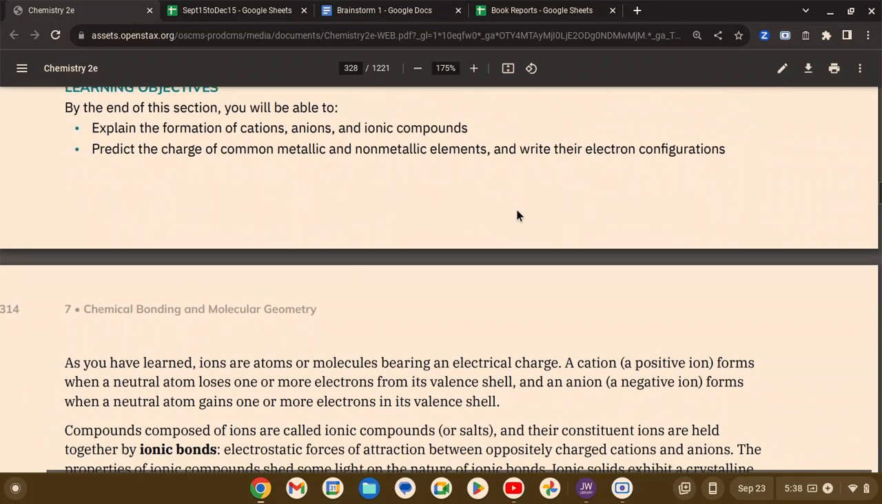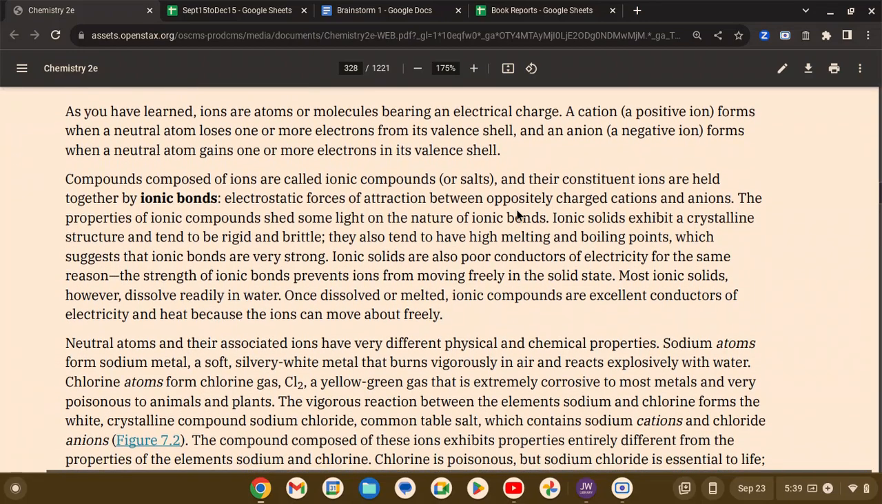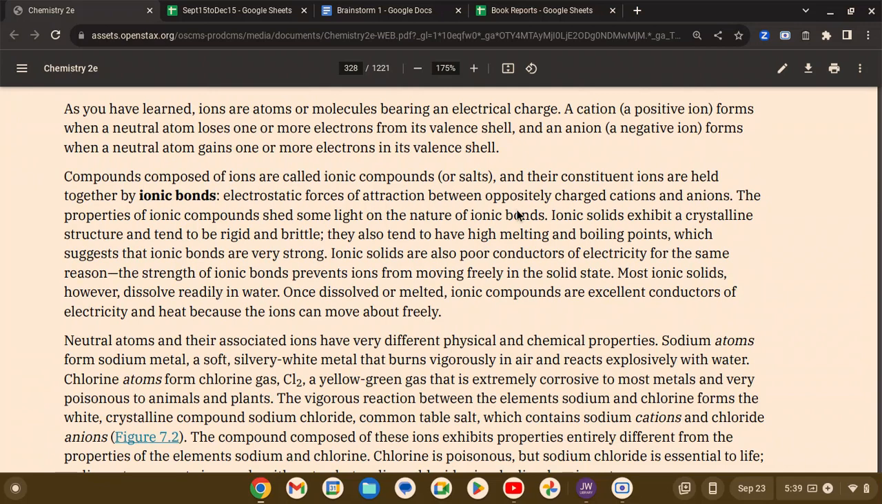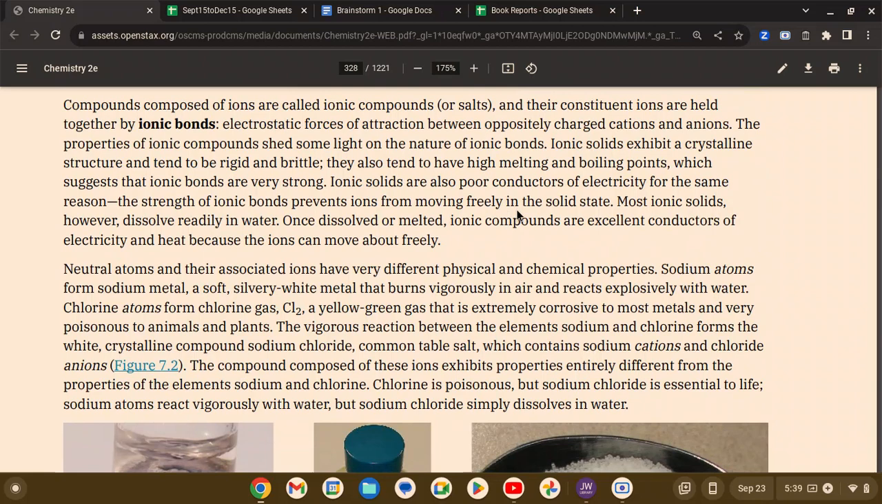By the end of this section, you will be able to explain the formation of cations, anions, and ionic compounds, predict the charge of common metallic and nonmetallic elements, and write their electron configurations. As you have learned, ions are atoms or molecules bearing an electrical charge. A cation forms when a neutral atom loses one or more electrons from its valence shell, and an anion forms when a neutral atom gains one or more electrons in its valence shell. Compounds composed of ions are called ionic compounds, or salts, and their constituent ions are held together by ionic bonds, electrostatic forces of attraction between oppositely charged cations and anions.